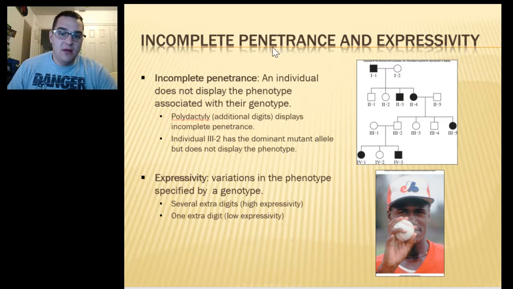Then penetrance is when an individual does not display a phenotype associated with their genotype. So someone carrying the genes for polydactyly but who doesn't have any extra fingers. That's kind of what I understand from that.